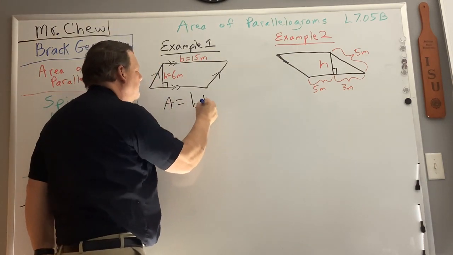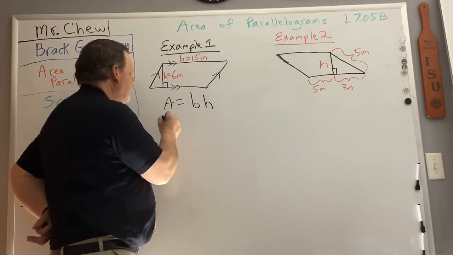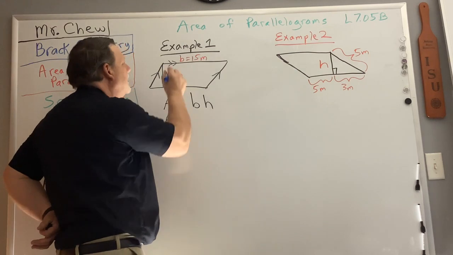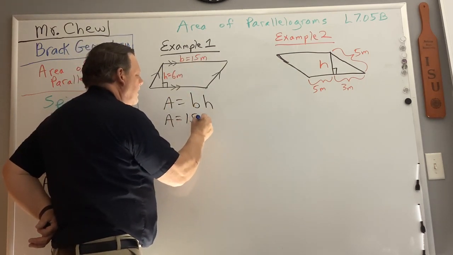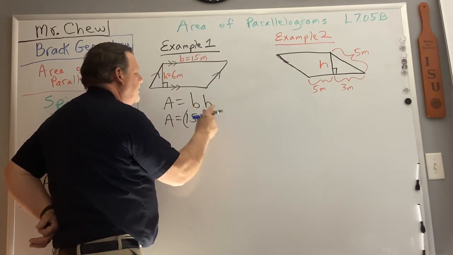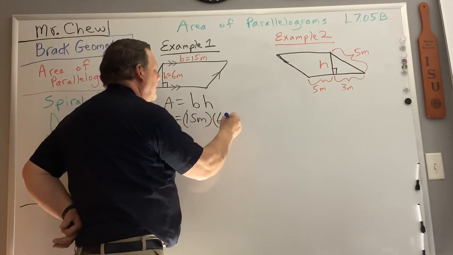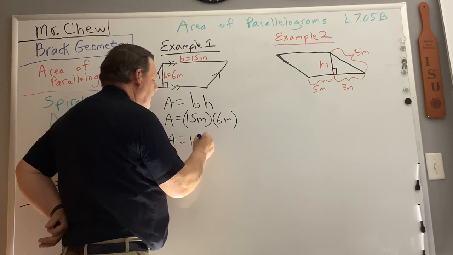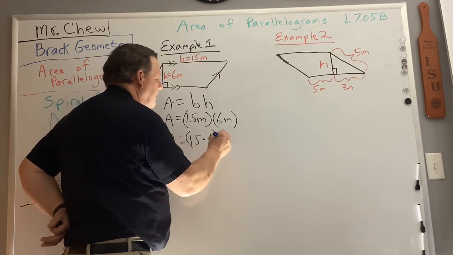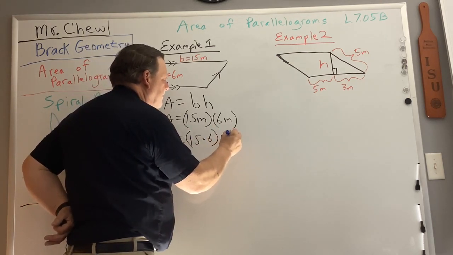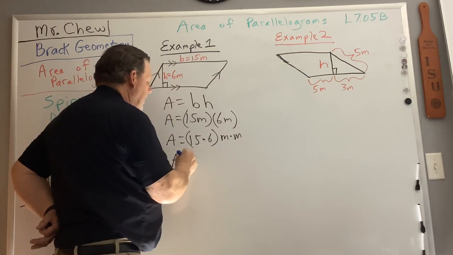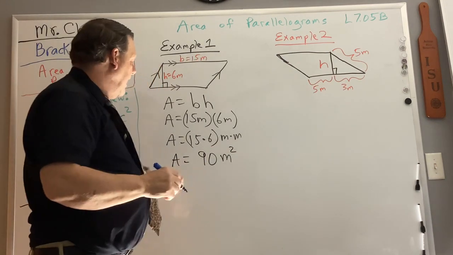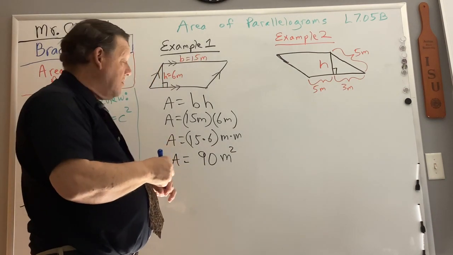Here's my formula. So I just substitute. This is not hard, using the substitution property of equality. The base is 15 meters, and we substitute the height is 6 meters. So that's 15 times 6, meters times meters. So the area is 90 meters squared, or square meters. And area will always be in square units.